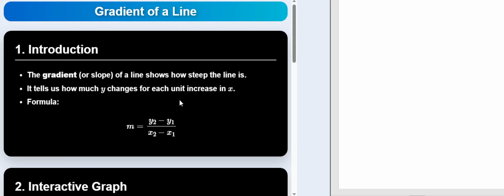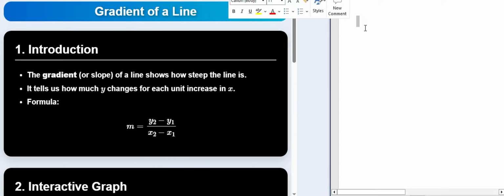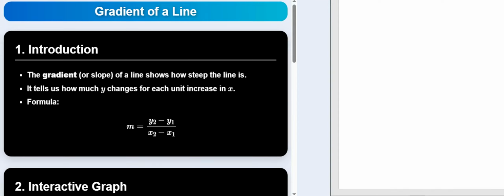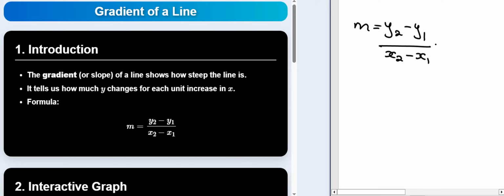So what gradient means, it just shows how steep a line is. It tells us how much y changes for each unit increase in x. So in simple terms, gradient, which is given by m, is just the change in y divided by the change in x. But I want to show you what this change in y and change in x means.